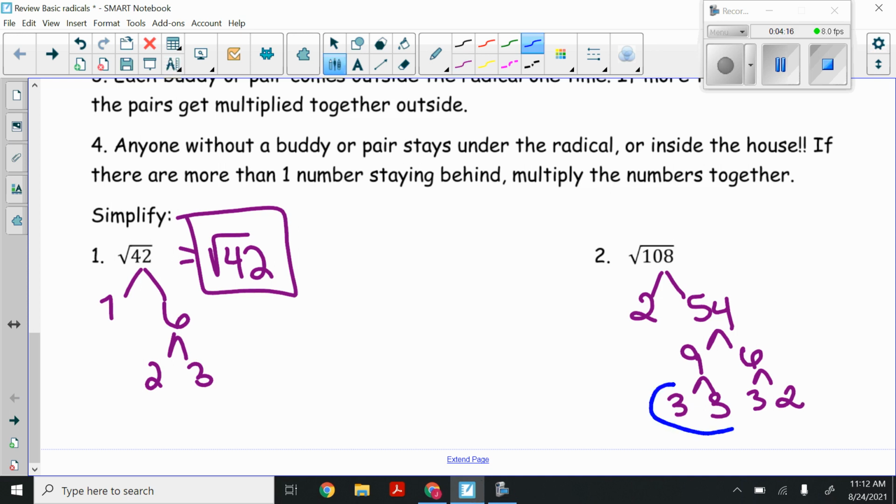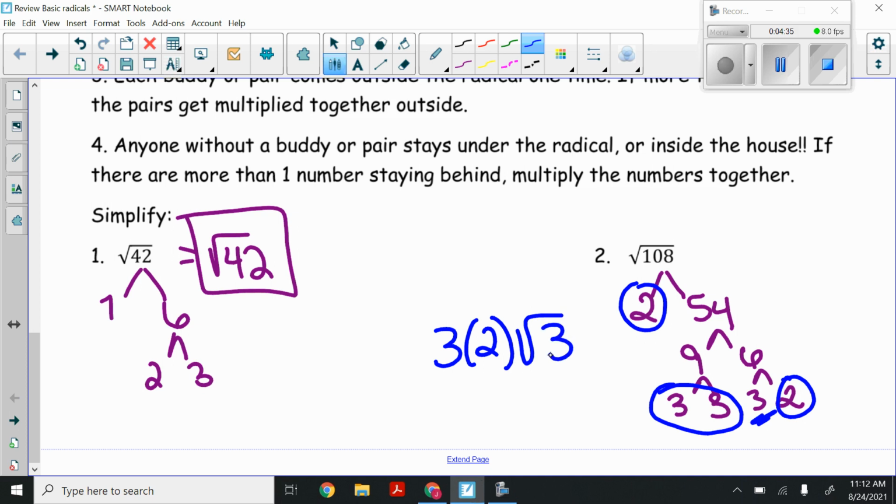I have a pair of 3s, so they're buddies. This 3 gets left behind. He doesn't have another 3 to go with them. I have this 2 and this 2 are buddies. So I have a 3 that comes out. I have a 2 that comes out. And then underneath my radical is this lonely little 3.